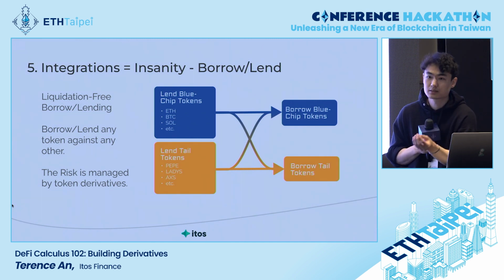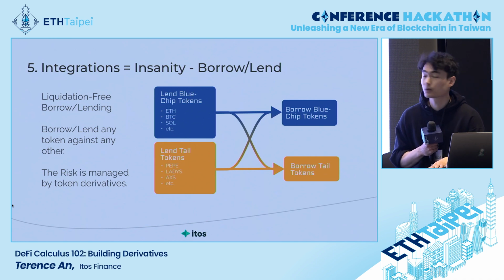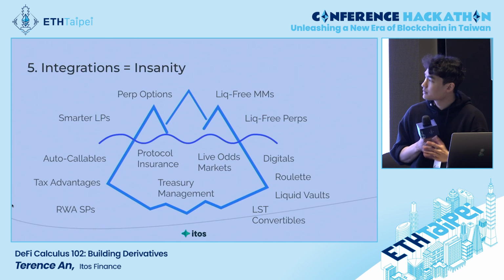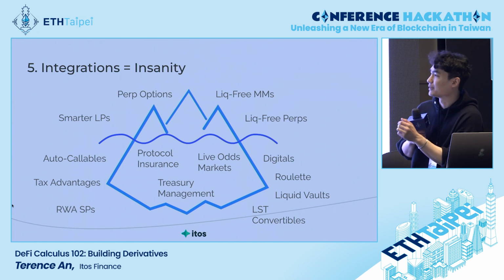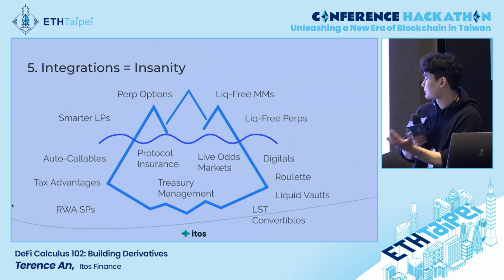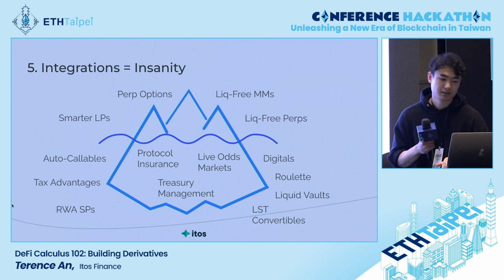So like this utterly changes both the payoffs that we're interested in and the other protocols. Like we could have non-liquidating perps, and the list really goes on. Like these are just some of the things I thought about, but I'm sure like there are plenty of things I haven't thought about. And the list goes on and on. Digitals, roulette wheels, LST convertibles. Yeah, I won't even try to read all of them.